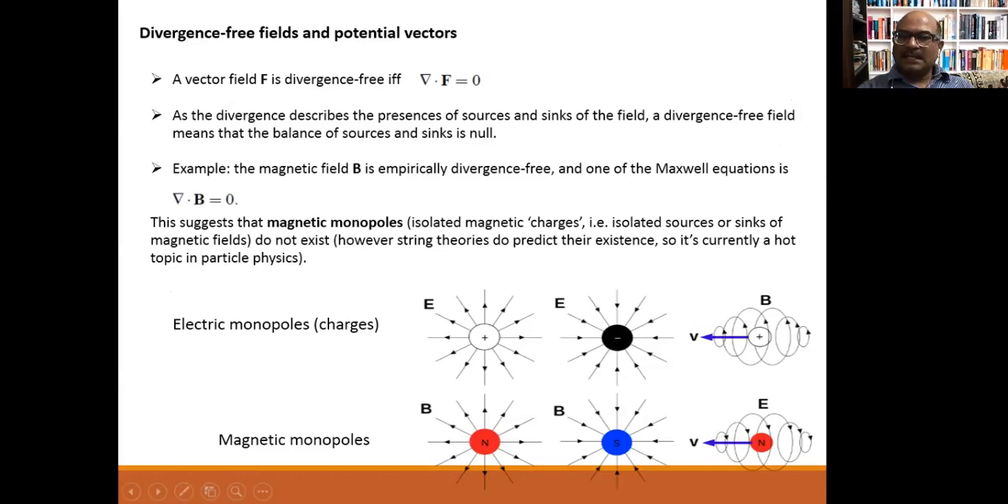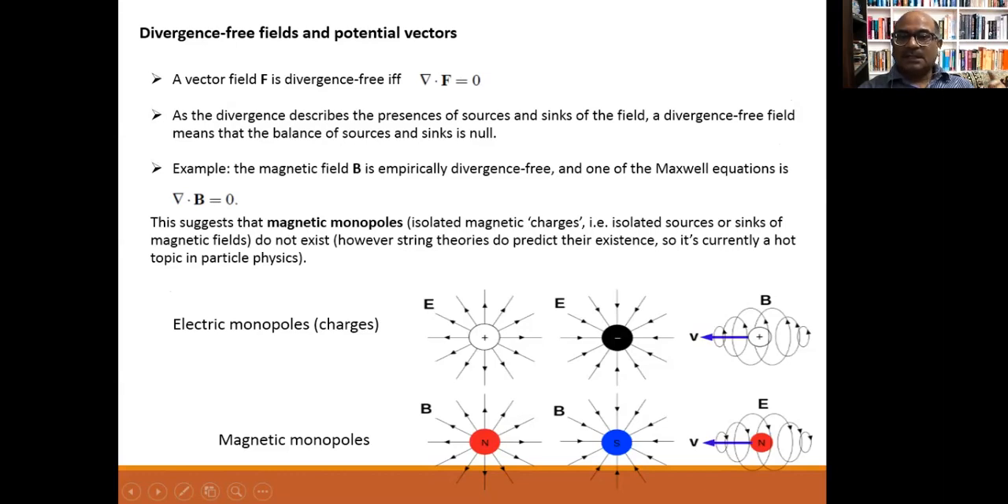For example, the magnetic field B is empirically divergence free. Why? Because the number of field lines moving out in one direction will be equal to the number of field lines coming in. That suggests that del dot B is 0, the divergence of the magnetic field is 0.